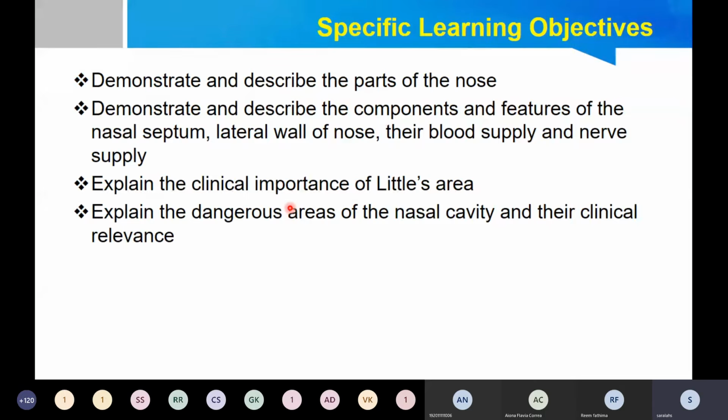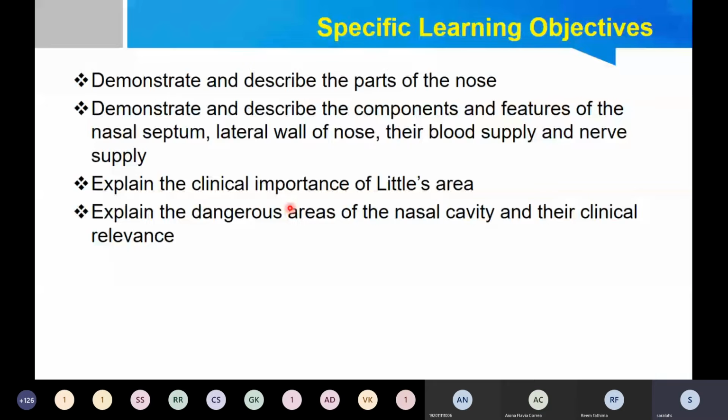The objectives of today's class: at the end of this session, you should be able to demonstrate and describe the parts of the nose, demonstrate and describe the components and features of the nasal septum and lateral wall of the nose, their blood supply and nerve supply. You should be able to explain the clinical importance of Little's area and explain the dangerous areas of the nasal cavity and their clinical relevance.